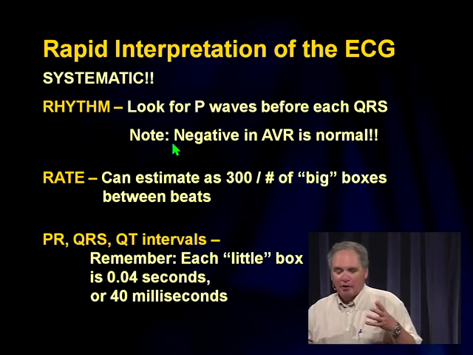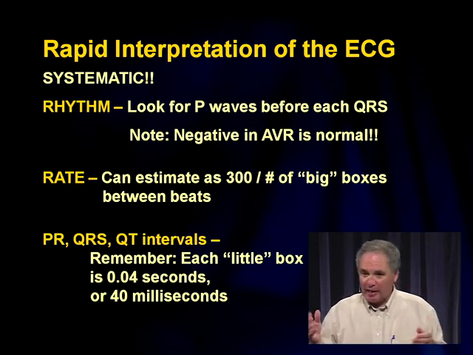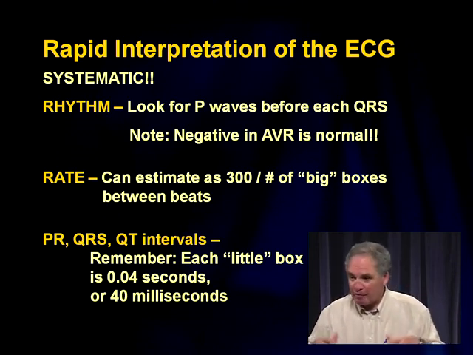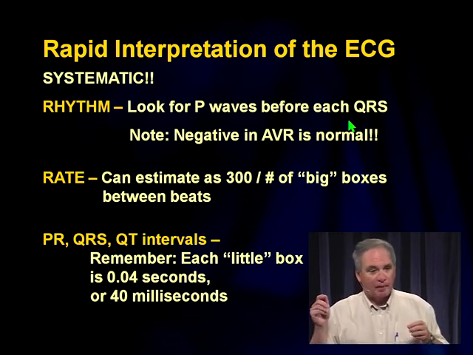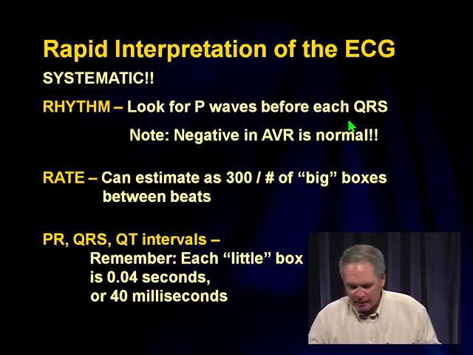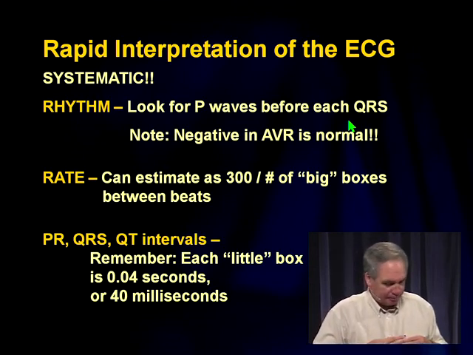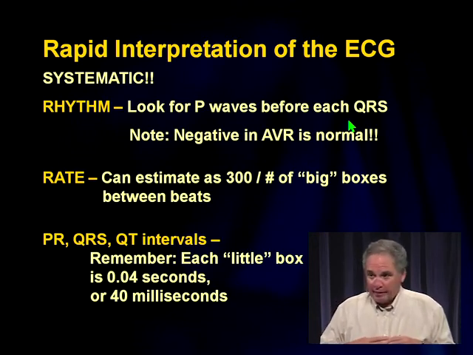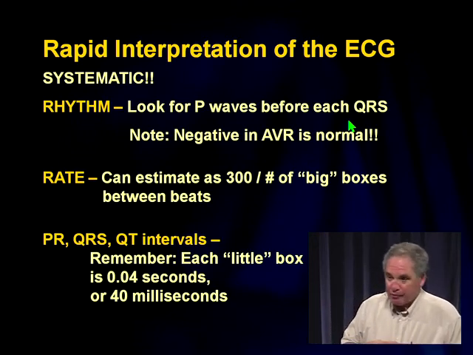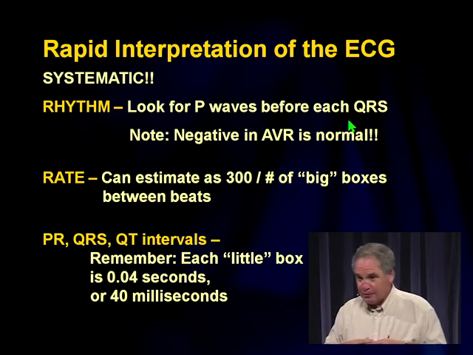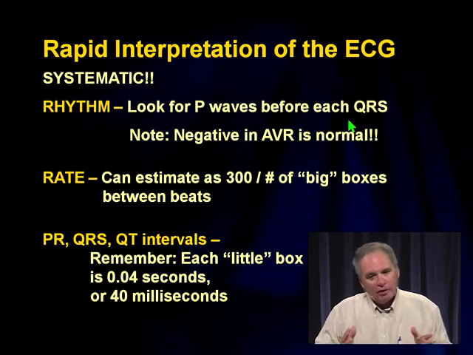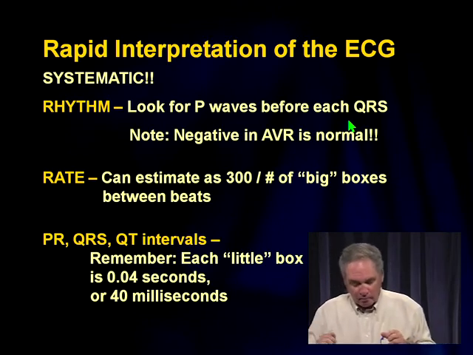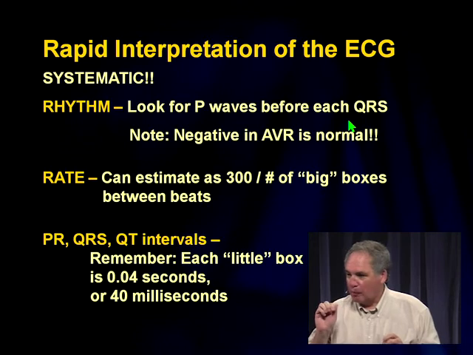Okay. So what do I do when I'm asked to look at an EKG? I go systematically, even after 35, 40 years of doing this. So rhythm: is there a P wave before each QRS? Okay, that's important. And remember, P waves are normally negative in AVR. Don't get freaked out about that. Okay. Rate can be estimated as 300 divided by the number of big boxes between heartbeats. Very simple. And then we look at the PR, QRS, and QT intervals. Remember, each little box is 0.04 seconds.